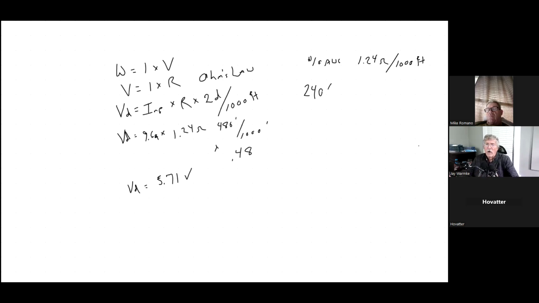So what can I do to reduce the impact of voltage drop? Well, I can use bigger wire. That's going to change this number. The bigger the wire, the smaller the resistance. So I could go with 8 gauge wire, whatever.